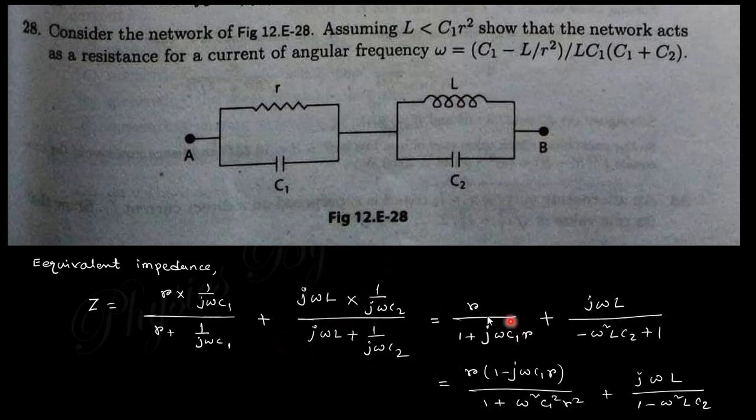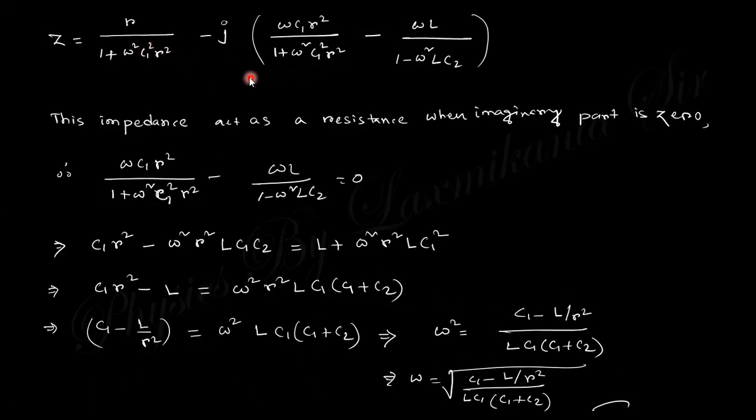So put this value and rearrange according to this relation, and you will get this real part and this imaginary part. Since it acts as a resistance, that means the imaginary part must be 0.